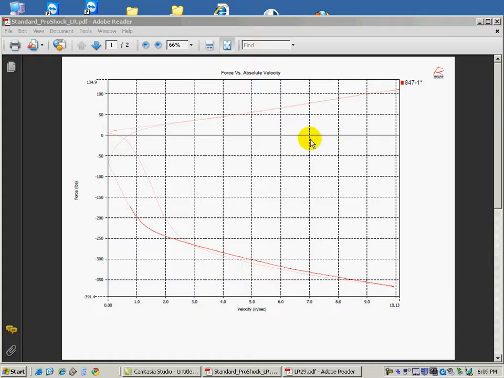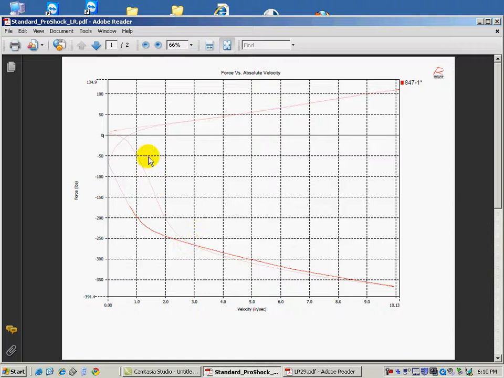Okay, what we're looking at here is an oil shock on the left rear of the race car. Now, if you look right here, is 0 on the horizontal axis and 0 on the y-axis. And as we move to the right on this horizontal axis, look down here. We're moving up in speed, 1 inch per second, 2 inch per second, 3 inch per second. This is the speed at which the shock is either opening or closing.